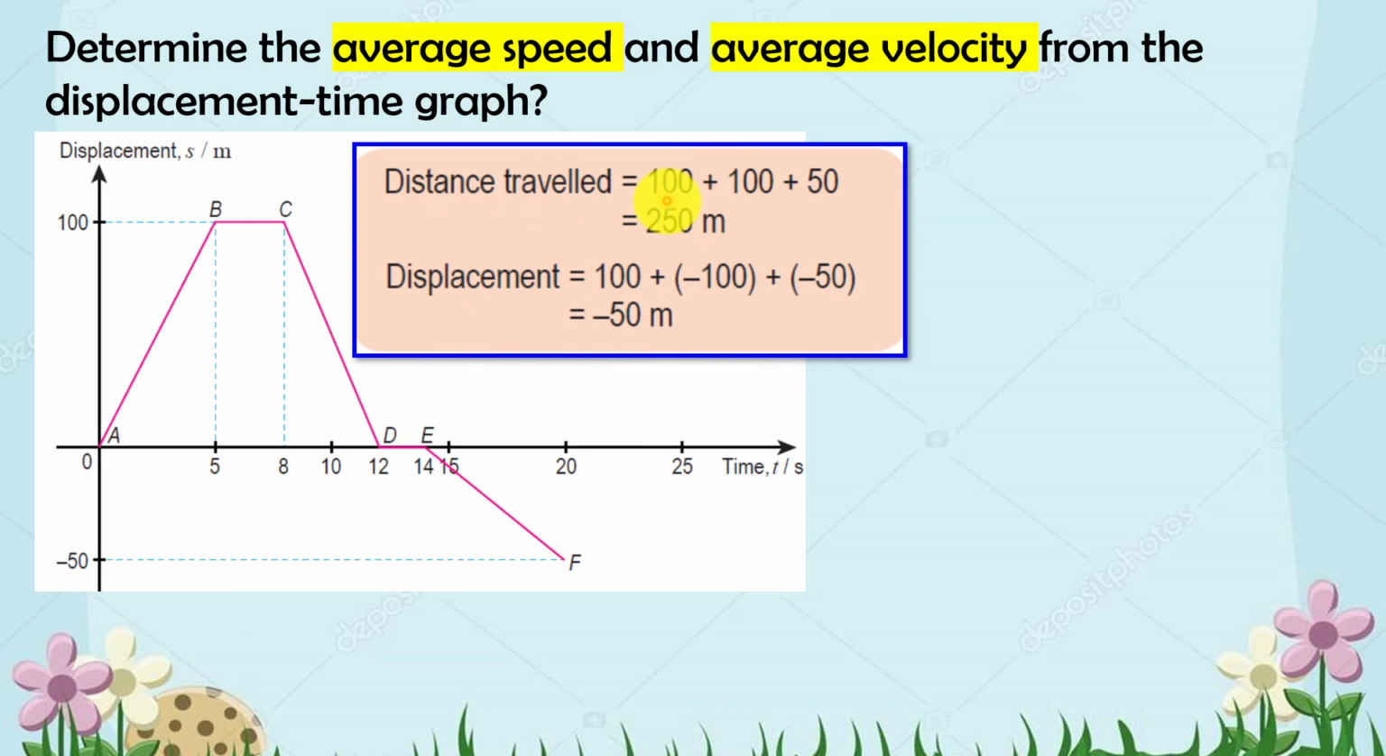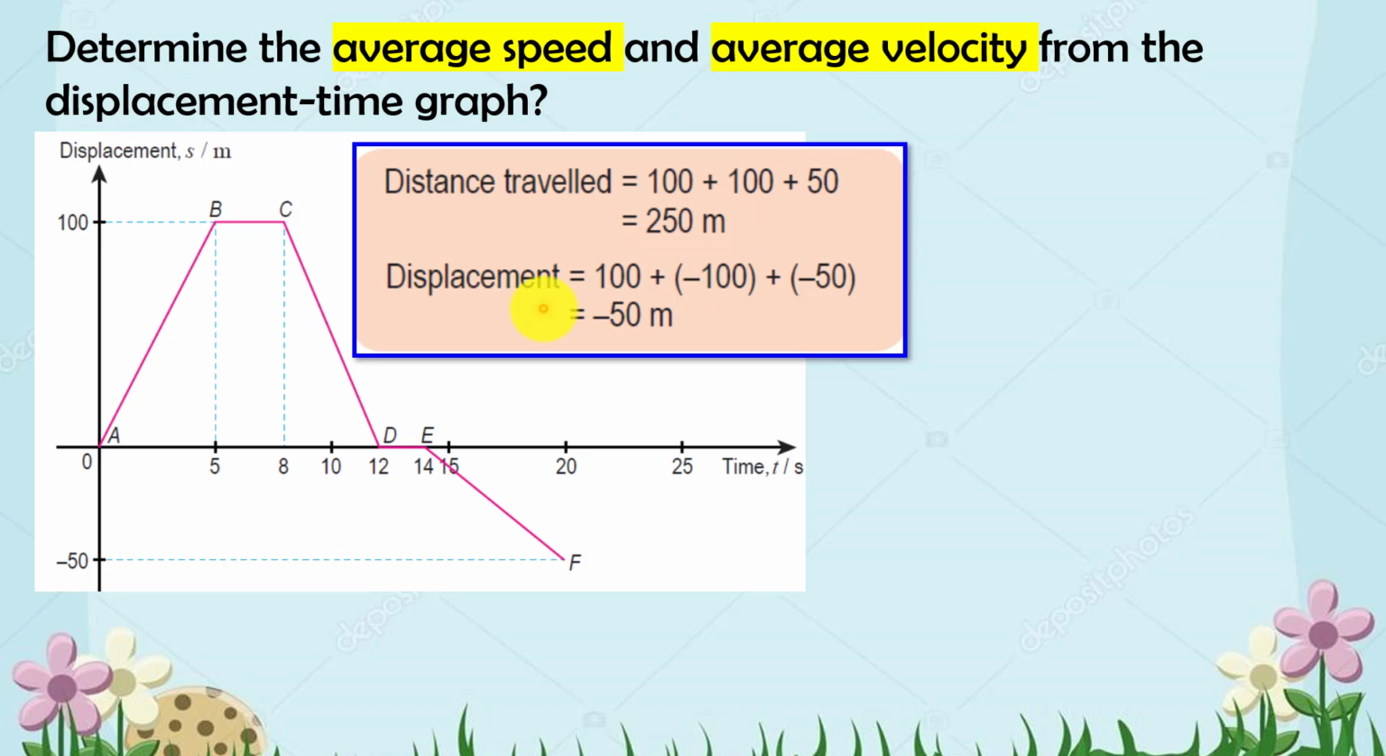Okay, how long is the distance travelled? When starting, it is 100, then stationary, then coming back also 100, then stationary, then going to the left-hand side is 50. So for distance, we do not need to care about direction, right? We just add. So 100 plus 100 plus 50 becomes 250 meters.